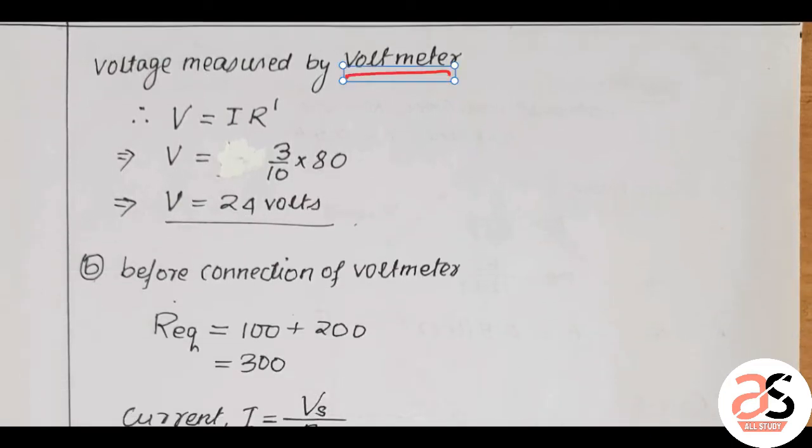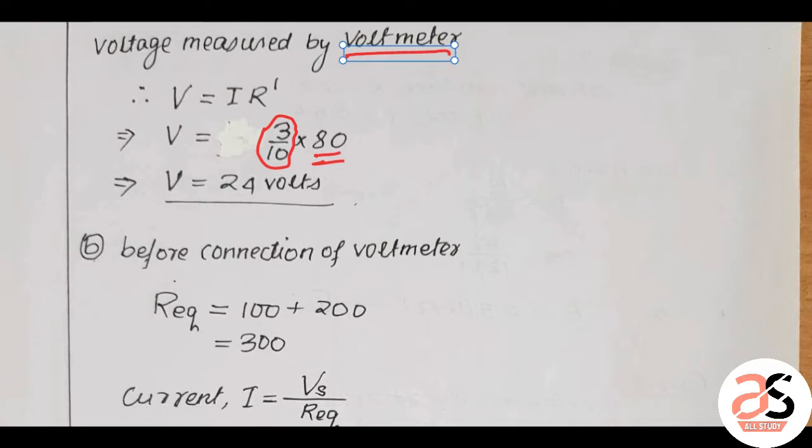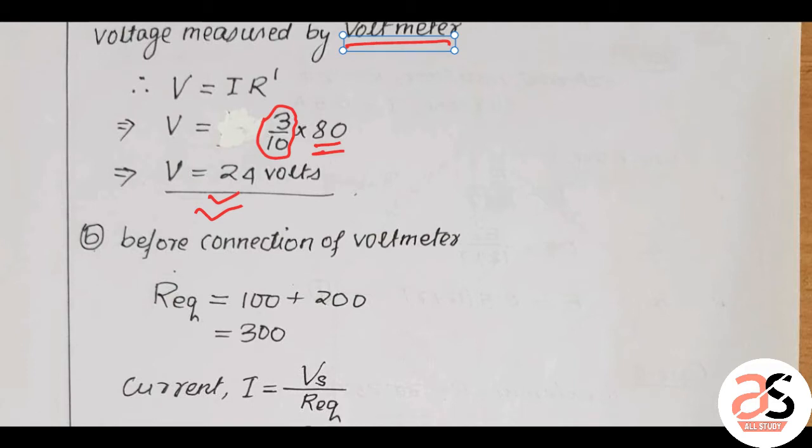Voltage measured by the voltmeter. Now we know the value of current. So voltage measured by the voltmeter will be current, 3 by 10, times 80 ohm. So it will give the potential difference across the combined resistance, internal resistance plus 100 ohm, which is 80. So the voltage reading given is 24.